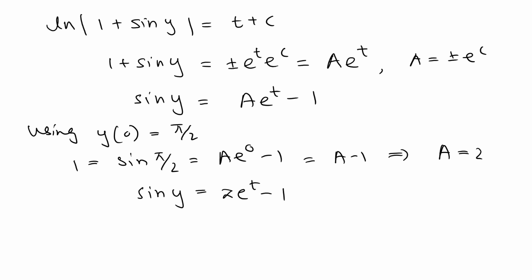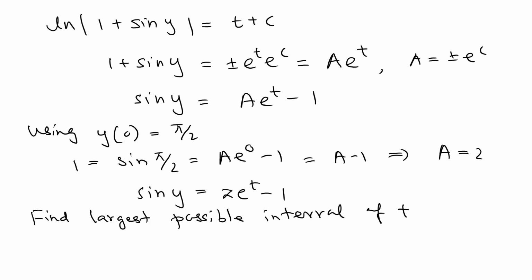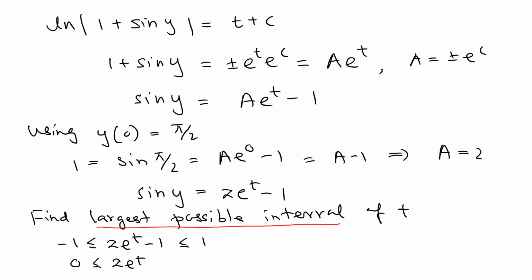Let's also try to find the largest possible interval of t for this problem. To find the largest possible interval, we know that sine is always between 1 and negative 1. So we can write that 2e to the t minus 1 has to be between negative 1 and 1. Now we can add 1 to every side, all three sides. If you add 1, you get 0 on this side, so you get 0 less than or equal to 2e to the t, less than or equal to 2. Now we can divide this by 2, so you can write this as 0 less than e to the t, less than or equal to 1. And the first inequality is always correct.